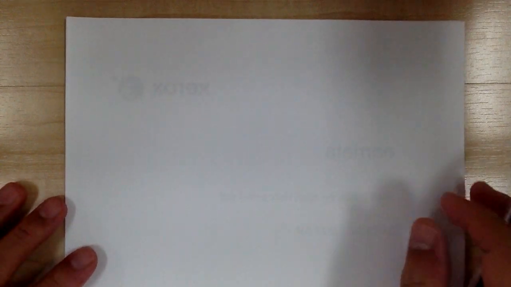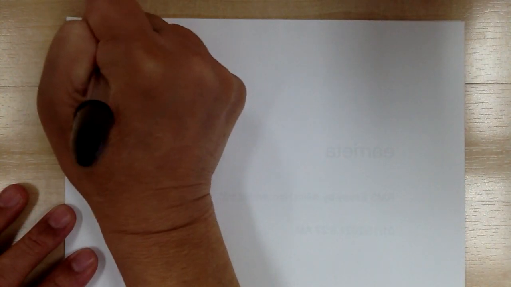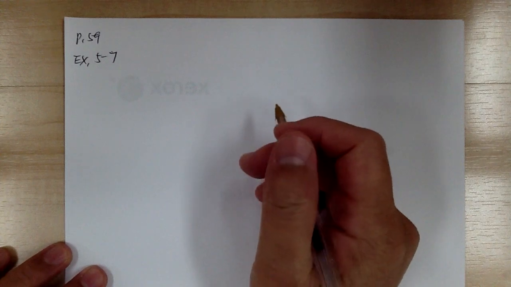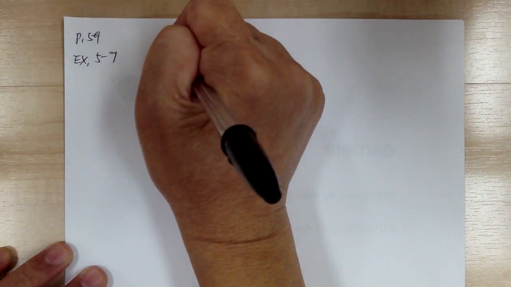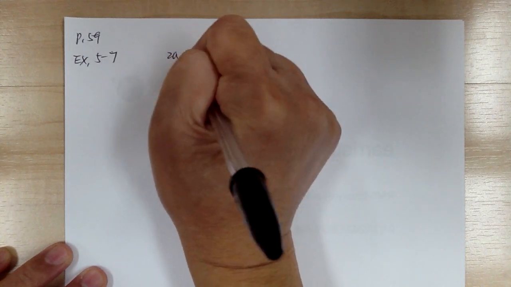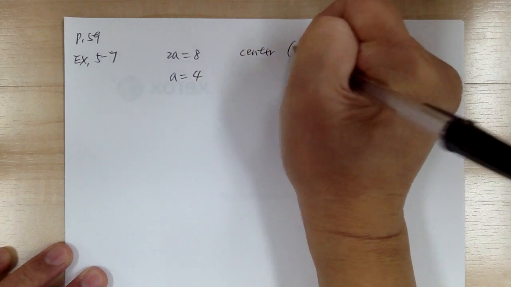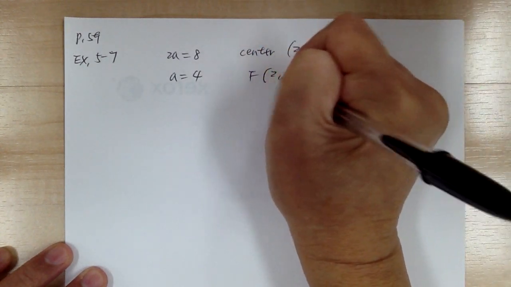Okay, let's go to the next example. Example 5-7. Okay, it says find the ellipse with a major axis of length 8. So the major axis is 2a. So 2a equals 8. So right away a equals 4. And the center is at (2, 1). And one focus at (2, 3).